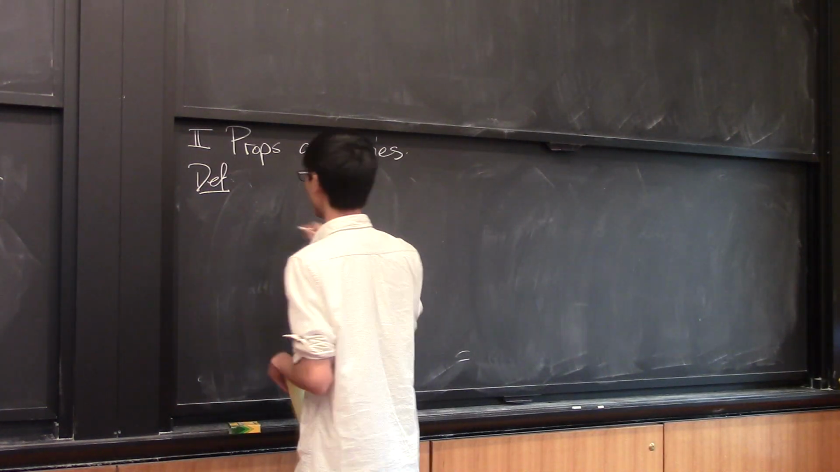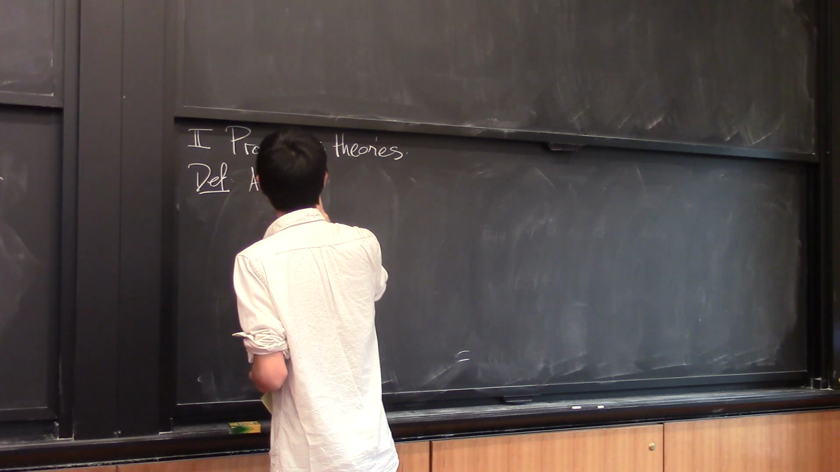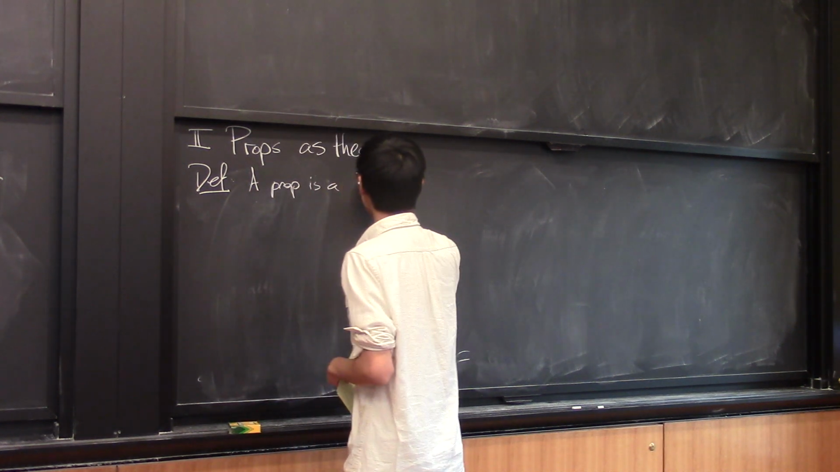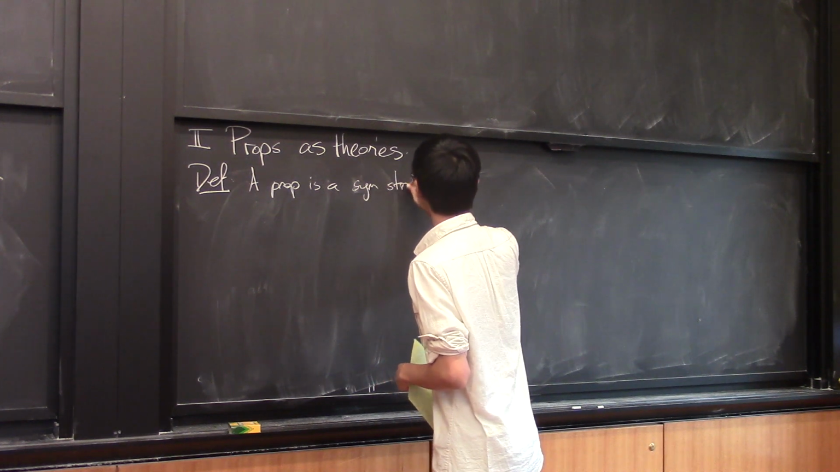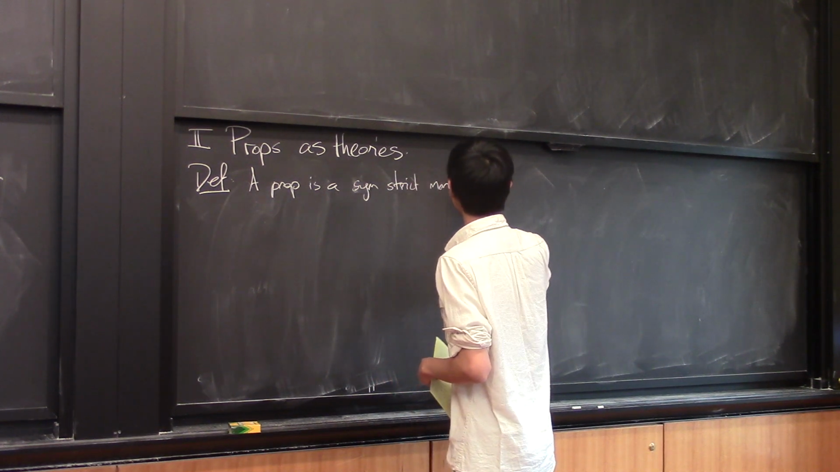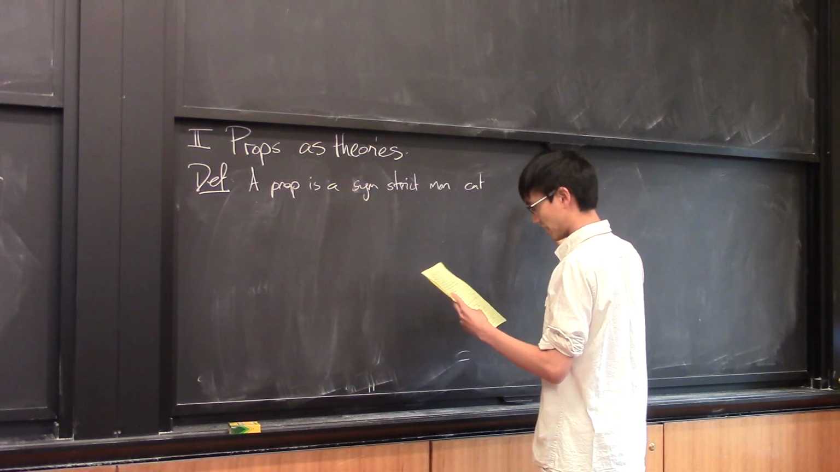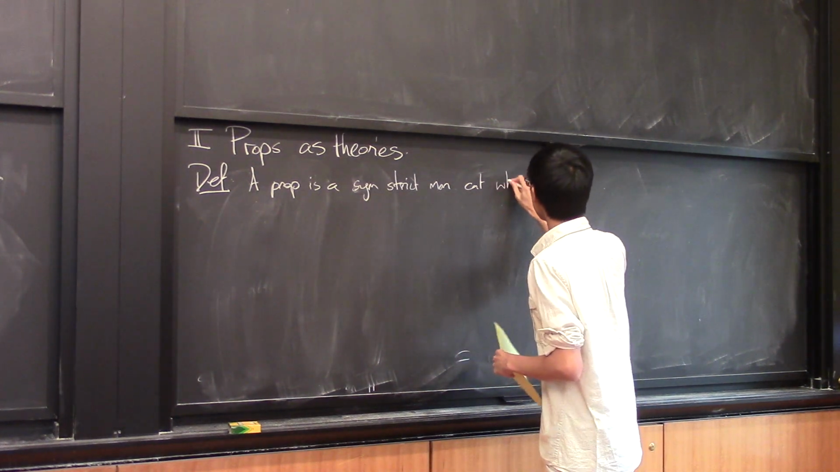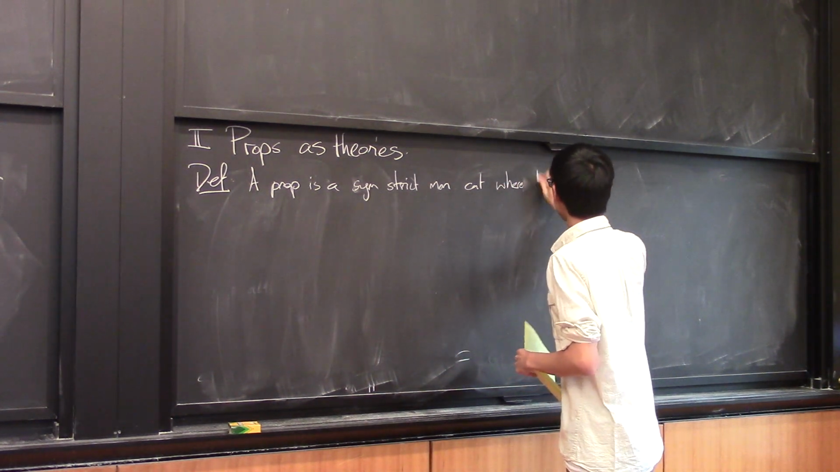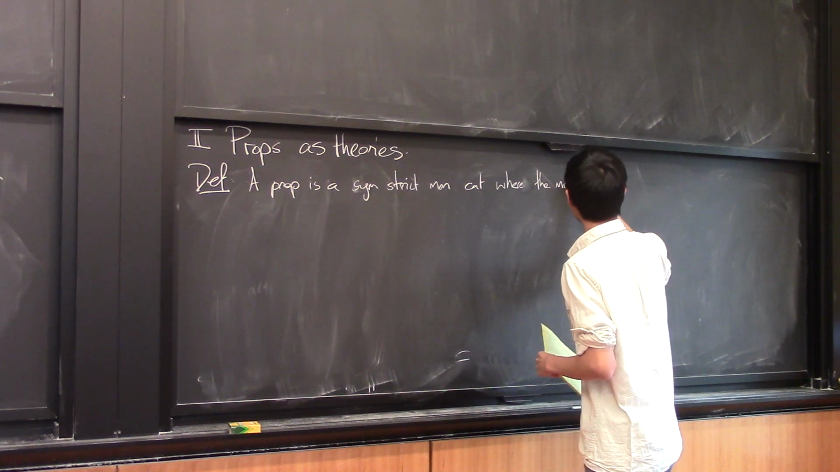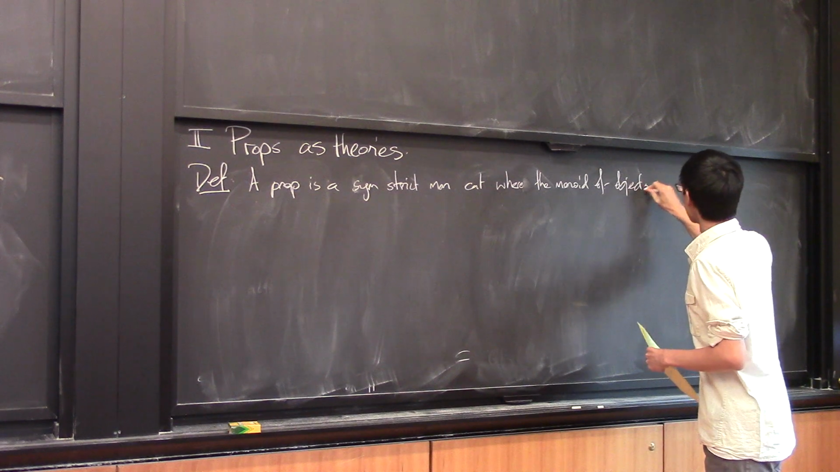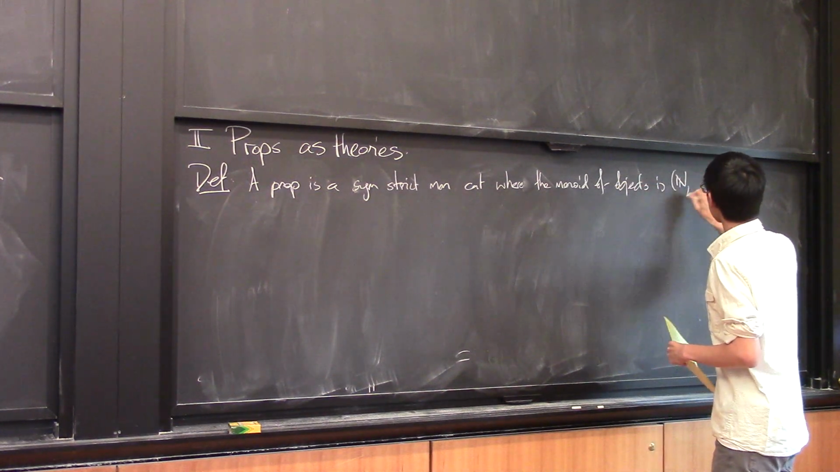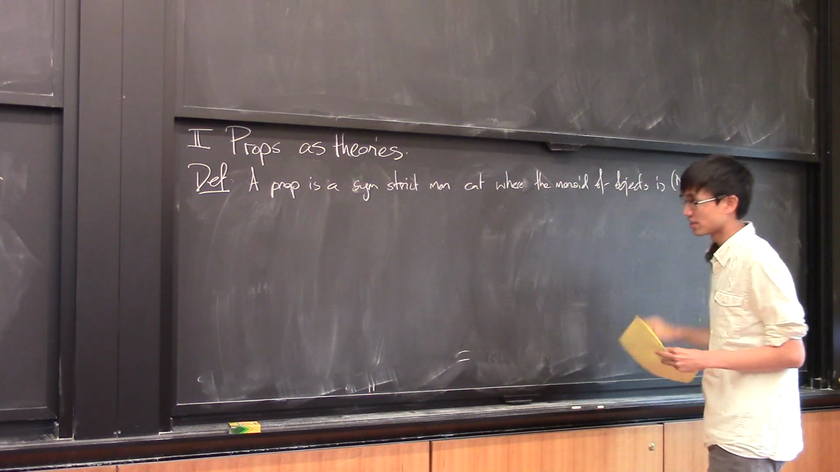Once you know what a symmetric monoidal category is, a prop is a strict symmetric monoidal category where the monoid of objects is the natural numbers under addition.